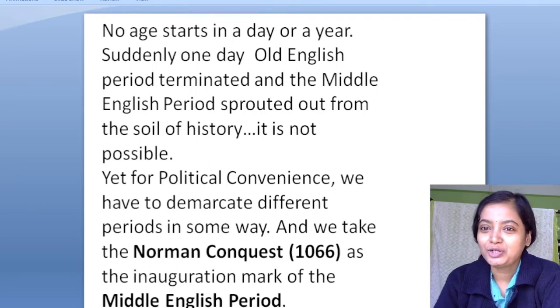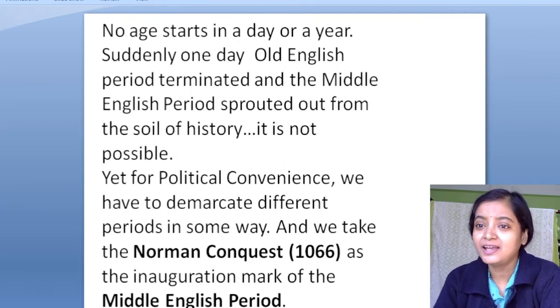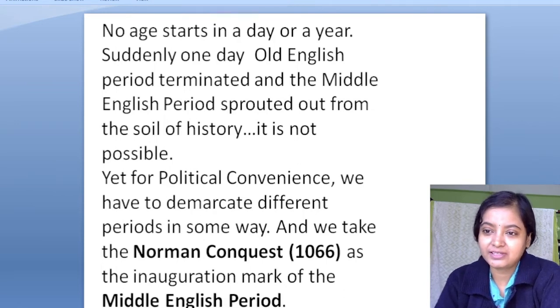No age starts in a day or a year. It is not that suddenly one day the Old English period terminated and the Middle English period sprouted out from the soil of history. It is not possible. Yet for convenience, we have to demarcate different periods in some way. And we take the Norman Conquest of 1066 as the inauguration mark of the Middle English period.